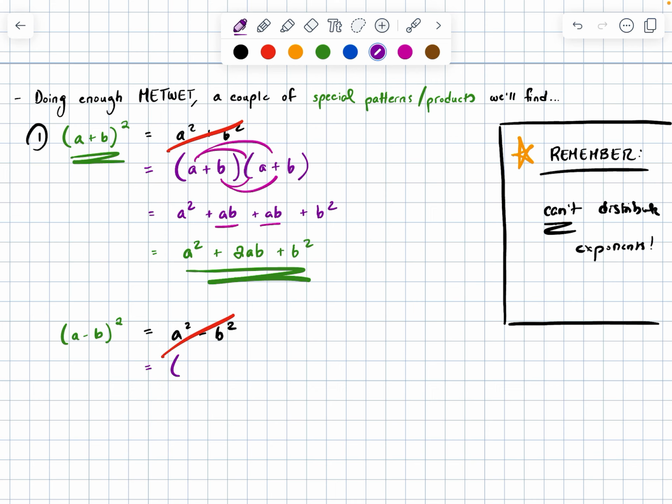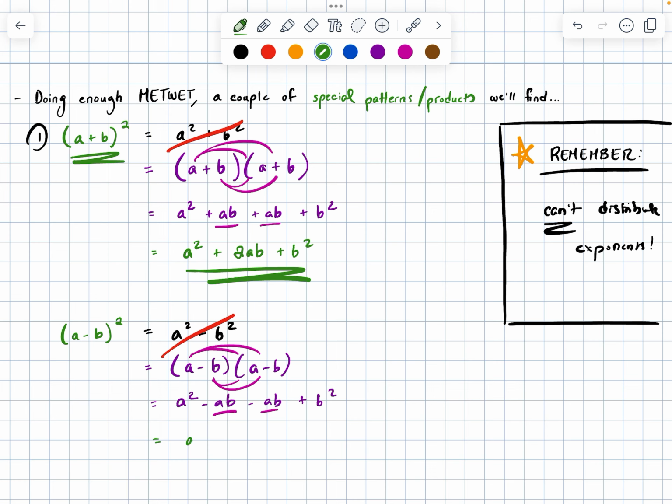We can do exactly the same here with a minus b quantity squared. Again, by the definition of an exponent, what this really means is a minus b times itself. Doing some METWET, I can now take a and distribute it, take negative b and distribute it. Doing my distribution, a times a is still a squared, but a times negative b is now negative ab. Same thing with negative b times a, it's still negative ab. And negative b times negative b, those negatives cancel, I've got positive b squared.